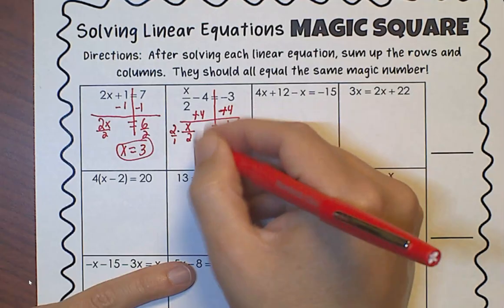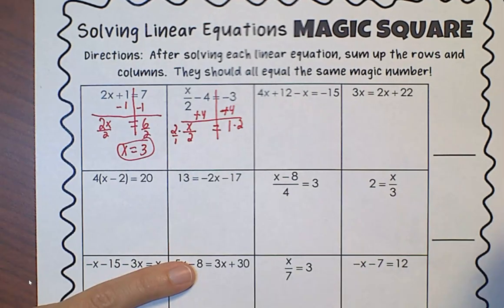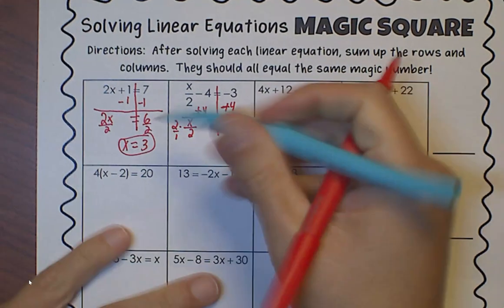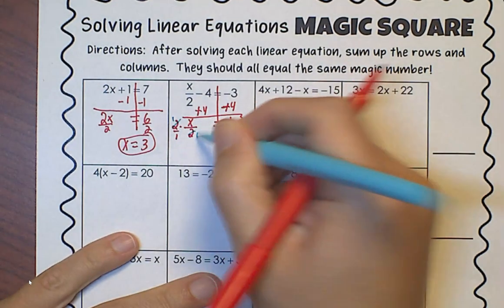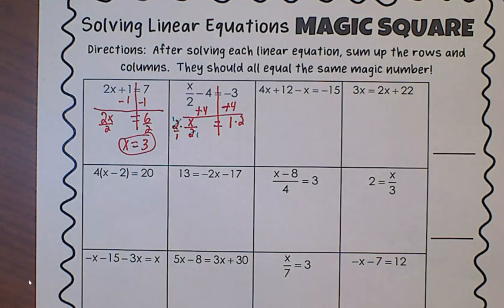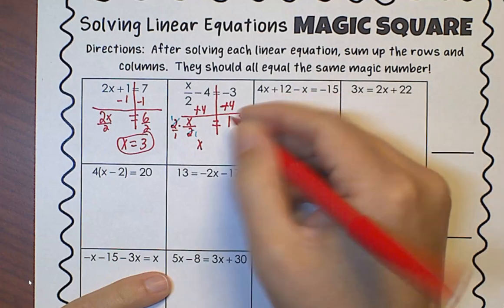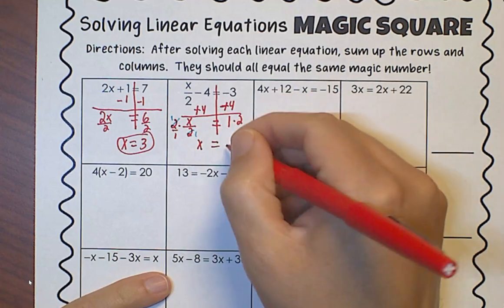So what undoes division? Well, multiplication. That way you get 2 over 2x, which is 1. See, if you get 1x, 1 times x, that's just x. 1 times 2.